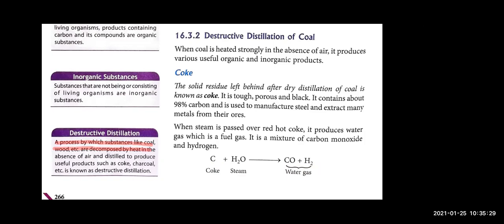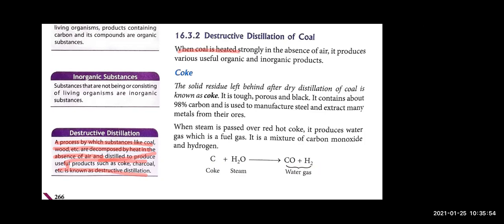So these all products are from the coal and wood. When you are heating them in absence of air, they distill to produce useful products such as coke, charcoal, etc. This process is known as destructive distillation. So let's start with destructive distillation.